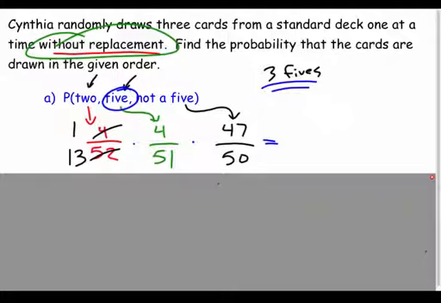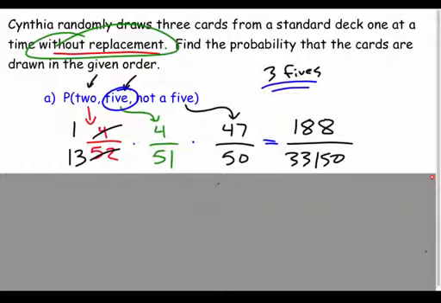Then I can multiply across. Well, 4 times 47 is 188. And 13 times 51 times 50, it's a big number, 33150. That's a big fraction. Well, let's go ahead and let's write this as a percent. That might look a little bit cleaner.